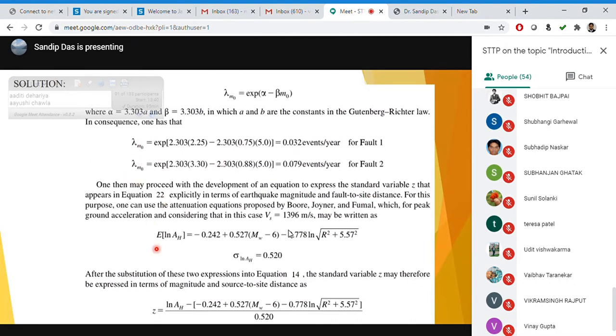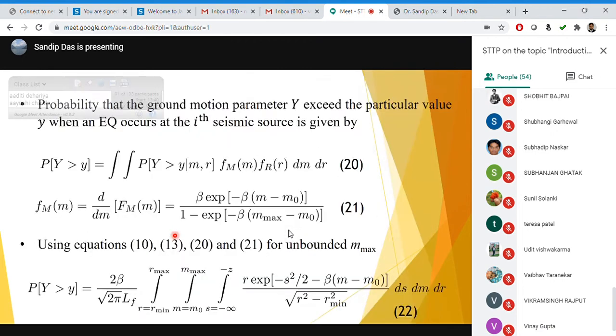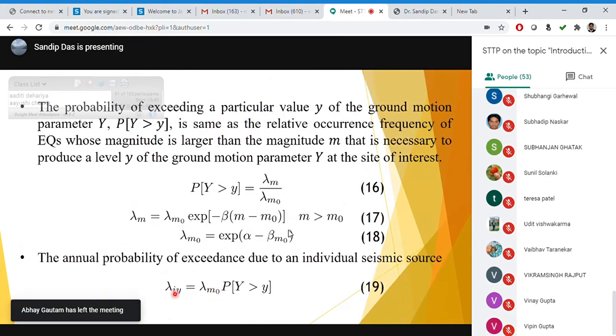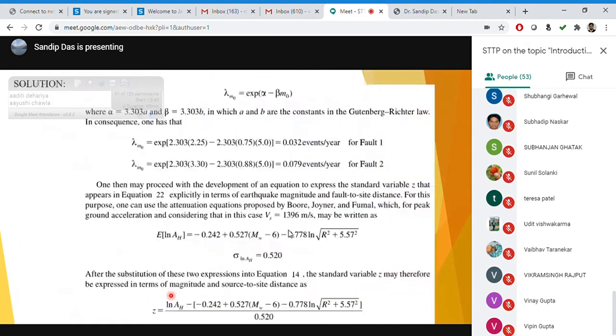Now we are into the actual problem, that is we now need to solve this triple integral. This quantity we are now going to solve. Once you solve this, you multiply it with this lambda m0 to get your lambda iy. Then your last stage, just put it into the Poisson model to get the hazard.